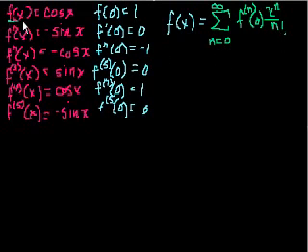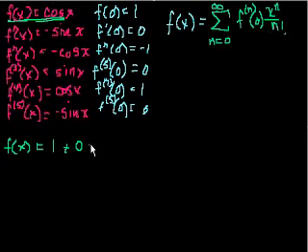So if our f of x is cosine of x, what does this turn into? Well, f of x is equal to f of 0 times x to the 0 over 0 factorial. That's just 1, right? Plus, now we're at n equals 1. It's the first derivative at 0, f prime of 0. Well, that's just equal to 0. And who cares about that? But that would be x to the first over 1, right?